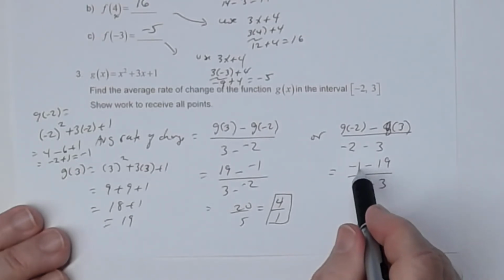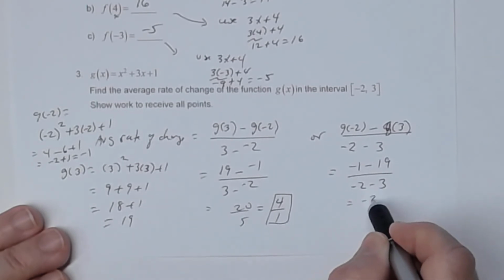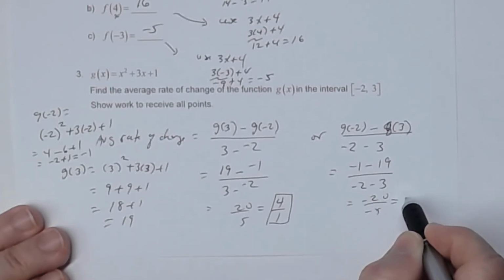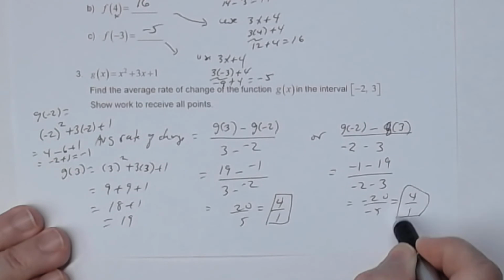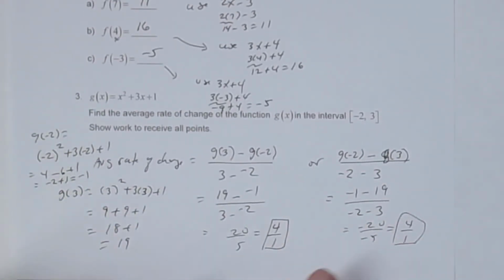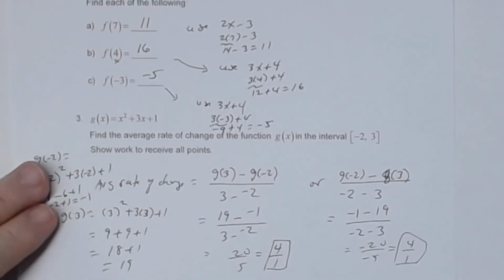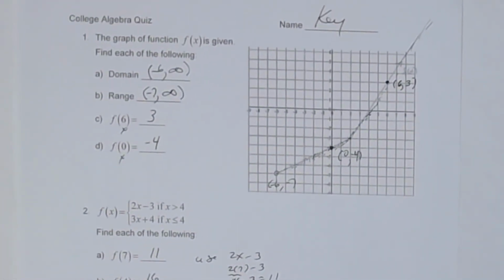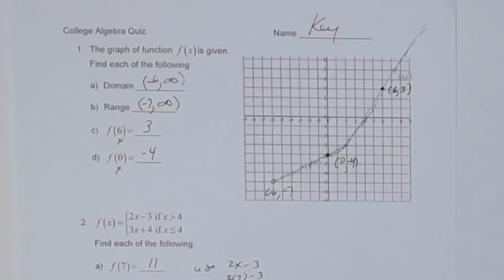All right, and then over here, if you'd done that one, you would have said negative 20 divided by negative 5, which is the same thing, 4 divided by 1. All right, so it did not matter which approach you took for here. Notice you get the same answer. All right. Okay, so that is the key to this worksheet or this quiz.